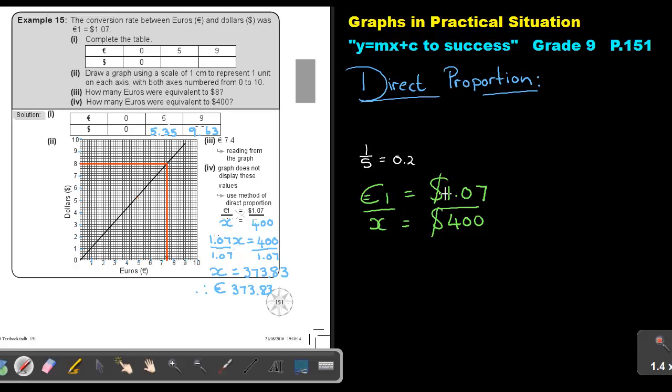Okay, there's your fraction. Remember, direct proportion, I cross multiply. So my answer will be 1.07 times x, and that's 400 times 1. So I divide by 1.07, and the value of x, I press it on my calculator, and there I showed you, and that will be 3.0. Let's just correct that.